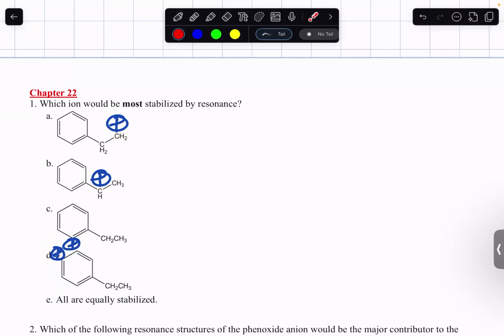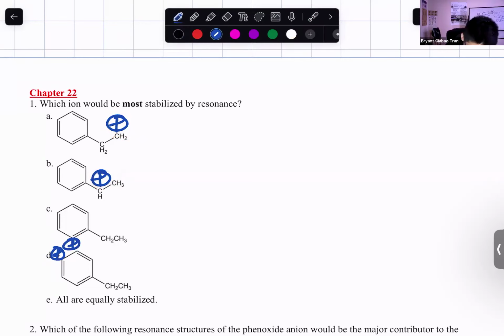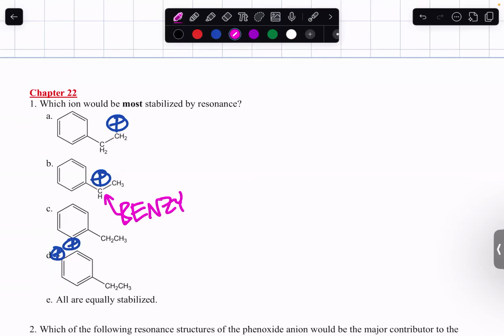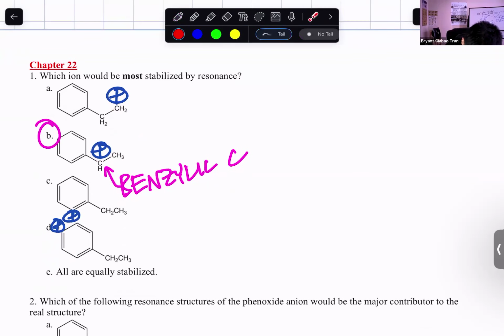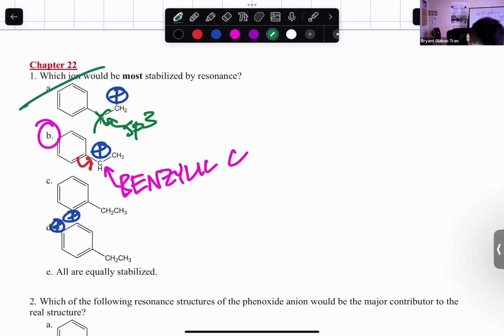Is it the benzylic carbon? Yep, the benzylic carbon, which is this one right here, because that carbocation can do resonance with the ring, like this, and then it can go all around the ring. This is an sp3 roadblock blocking resonance, so that carbocation is stuck there, cannot do resonance, right?